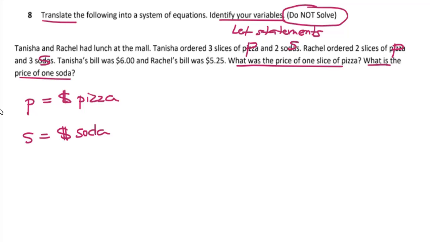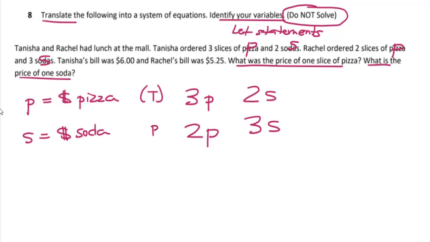Tanisha ordered 3 slices of pizza, 2 sodas, oh, and that's it. It talks about Raquel. Raquel ordered 2 slices of pizza and 3 sodas. Oh, back to Tanisha. All right, so hang on. This was Tanisha, right? That was the first one I read, and this is Raquel. All right, so Tanisha's bill was $6. Aha, that's where the 6 goes. And Raquel's bill was $5.25. Had to do a little more organizing than I normally had to do, but that's okay.